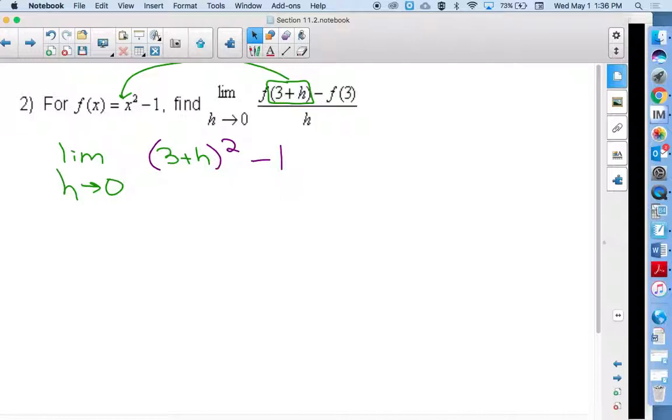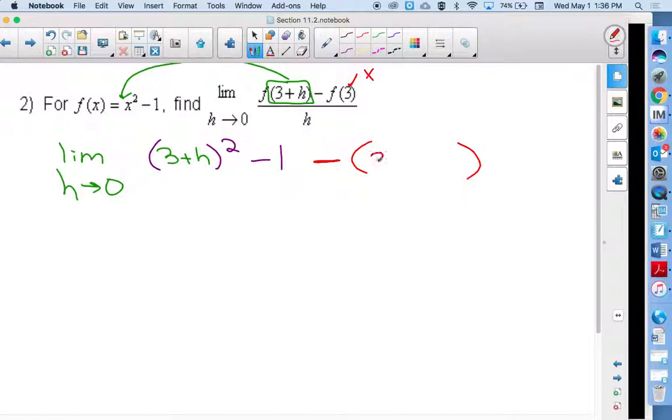The second part says subtract f of 3. I'm going to put parentheses here, because there's a quantity that you have to subtract, because my function is two terms. It's x squared minus 1. Virginia, what do you replace for x in this case? Just 3. So that represents x. So in the function x squared, it's now 3 squared, and then again minus 1. But make sure you're subtracting that whole quantity. Both terms have to be subtracted, and then divided by h.